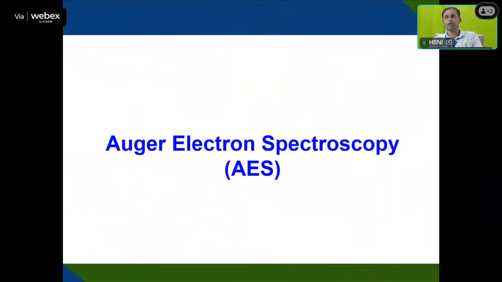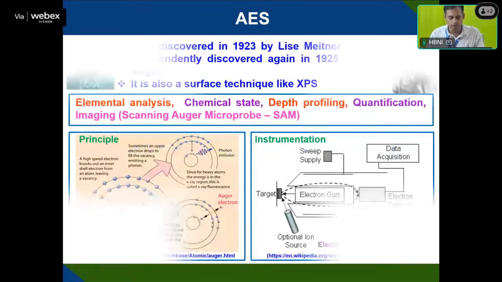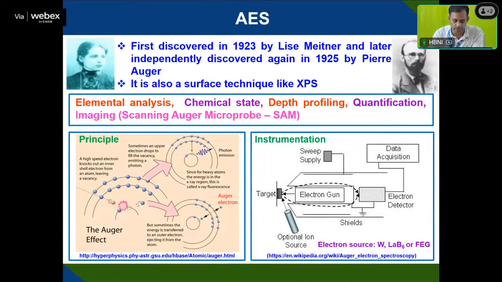So far, X-ray photoelectron spectroscopy, as I discussed, mainly deals with identifying the oxidation state of the material. You can get depth information by depth profiling or by angle-resolved measurements. You can get thin film structures and layer structure, and electron mapping is also possible. The other technique is Auger electron spectroscopy, which is also used for surface characterization.